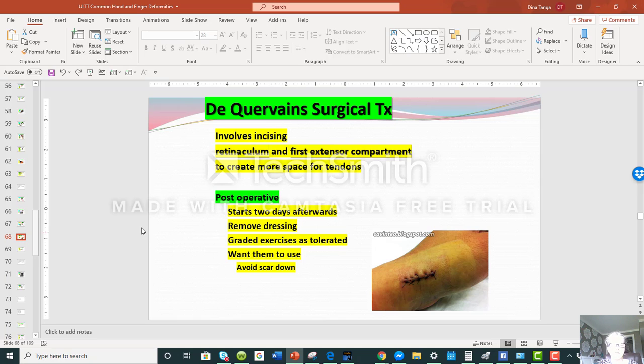Surgical treatment involves incising the retinaculum and first extensor compartment to create more space for the tendons. Post-operative starts 2 days afterwards. Remove dressing. Graded exercises as tolerated. Want them to use it to avoid scar adhesion. Avoid scar adhesion.